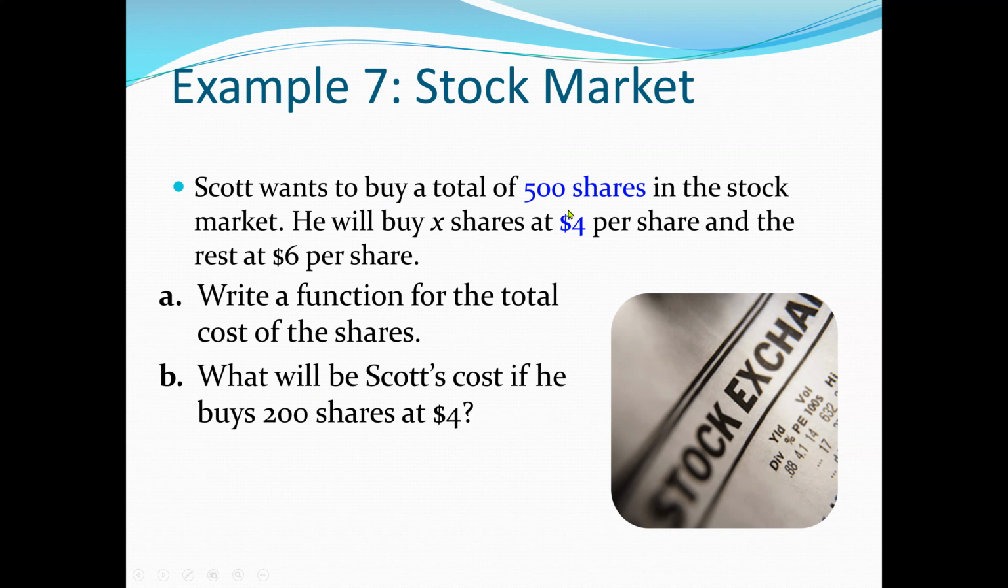So we want to buy 500 shares. But there are 2 types of shares. We have $4 and also the rest will be $6 per share. Now the question says, write a function for the total cost of the shares. And also what will be Scott's cost if he buys 200 shares at $4.